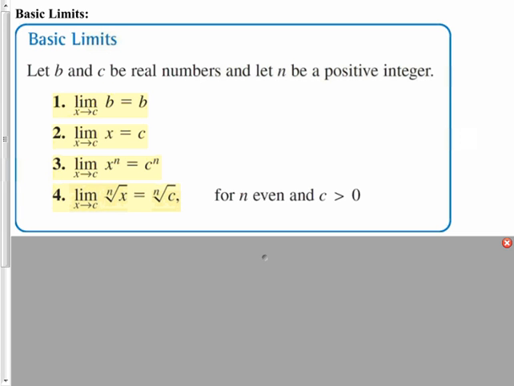Number 3, the limit as x goes to c of x to the n is basically substituting c in for x. And lastly, the limit as x goes to c of the nth root of x becomes the nth root of c, assuming n is even. N needs to be even, and c also has to be a positive number, otherwise we're going to end up with imaginary numbers. C is positive. Okay.